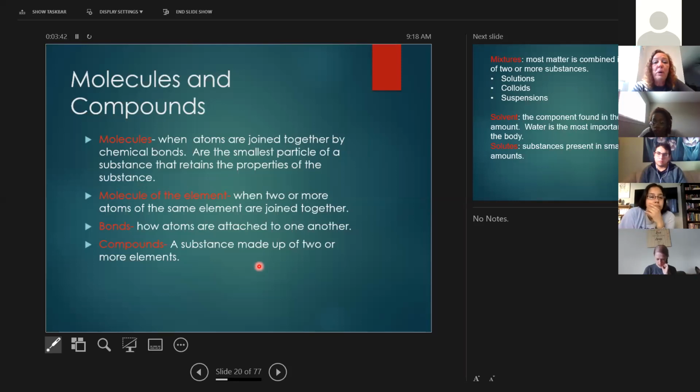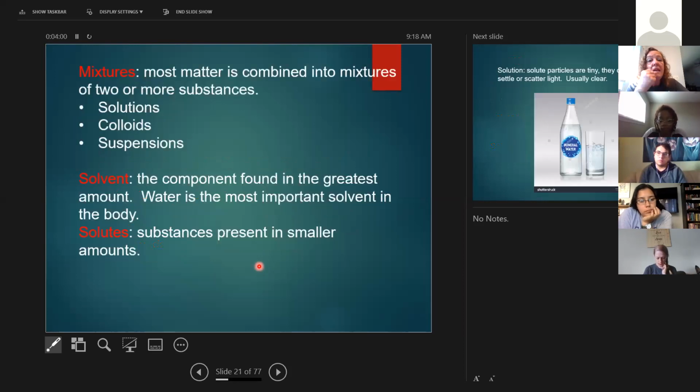But no matter how we're bonding these atoms together, that's what's going to make either our molecule of the element or our compound. And all a compound is, same idea: we got 2 atoms bonded together, but they're 2 atoms of 2 different elements. A mixture is just that. Think about like you have protein powder, you have water, you mix it physically together, that provides a mixture. And we've got a couple of different categories of these mixtures: solutions, colloids, and suspensions.